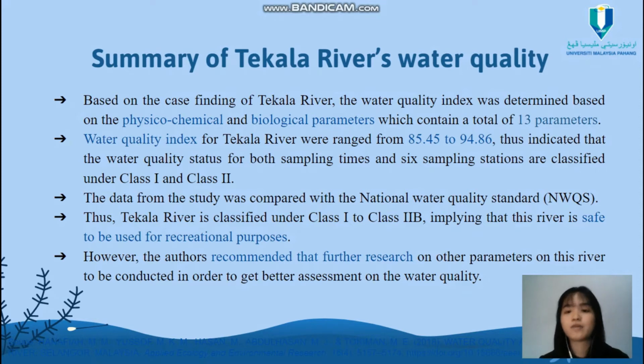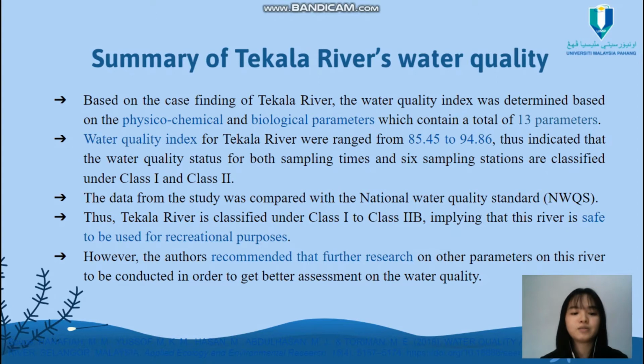Summary of Tekala River water quality. Based on the case findings of Tekala River, the water quality index was determined based on the physical, chemical, and biological parameters, which contain a total of 13 parameters. The water quality index for Tekala River ranges from 85.845 to 94.86, thus indicating that the water quality status for both sampling times and 6 sampling stations is classified under Class 1 and Class 2.